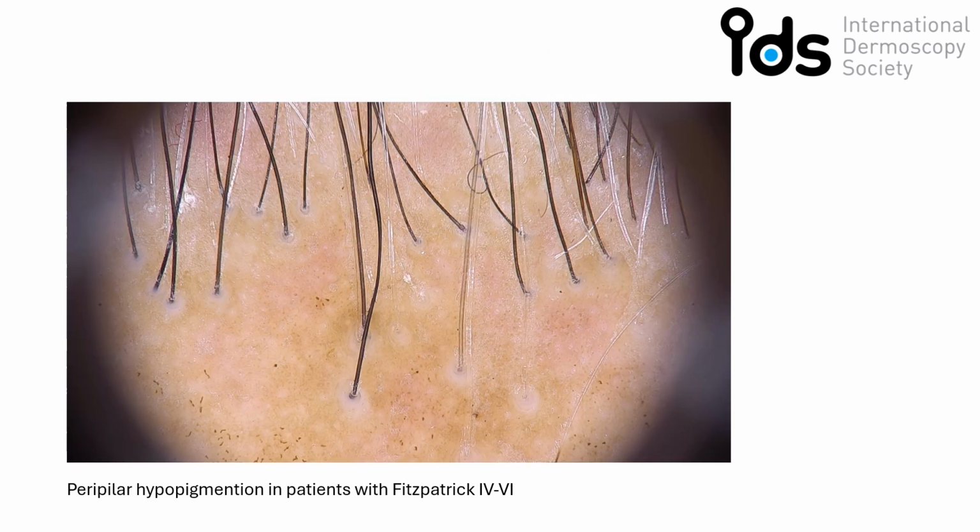In patients with Fitzpatrick skin types 4 to 6, it's not uncommon to see peripilar hypopigmentation rather than peripilar casts, so keep that in mind. This is not specific to frontal fibrosing alopecia. It can be seen also in lichen planopilaris and in centrocentrifugal cicatricial alopecia.